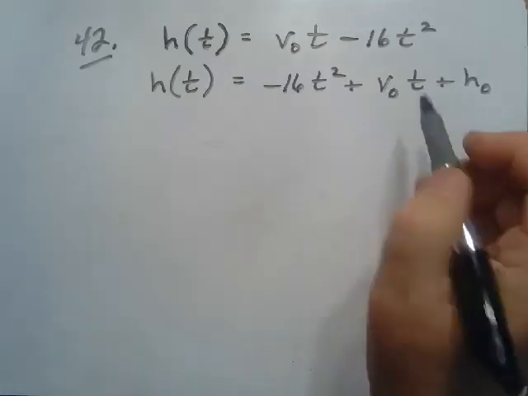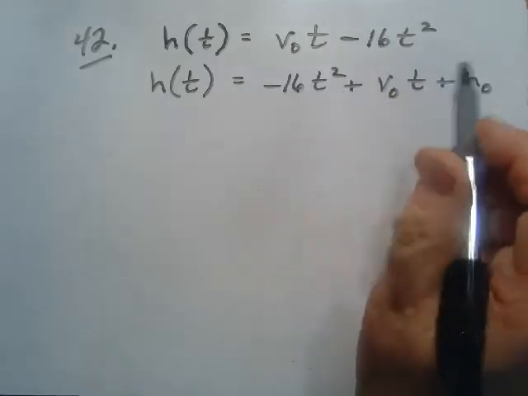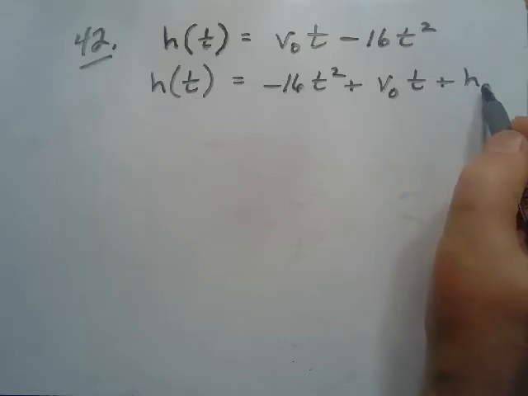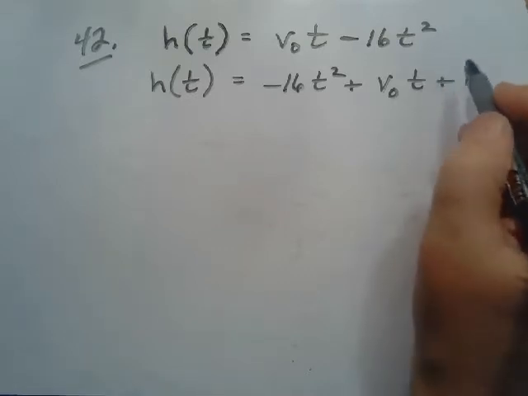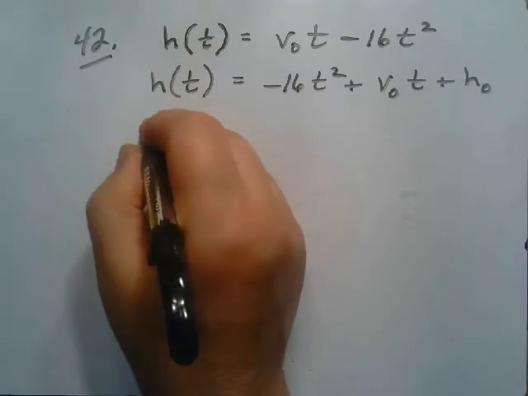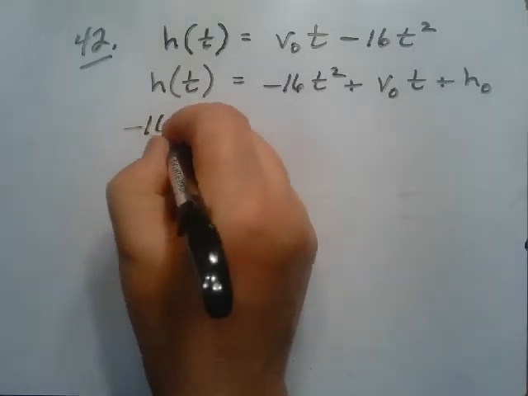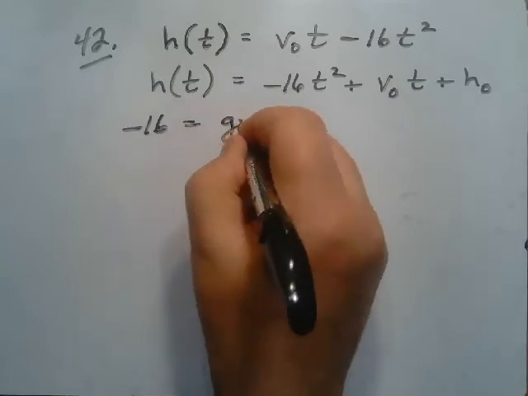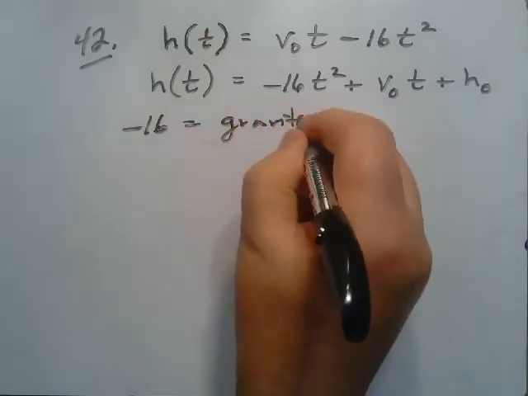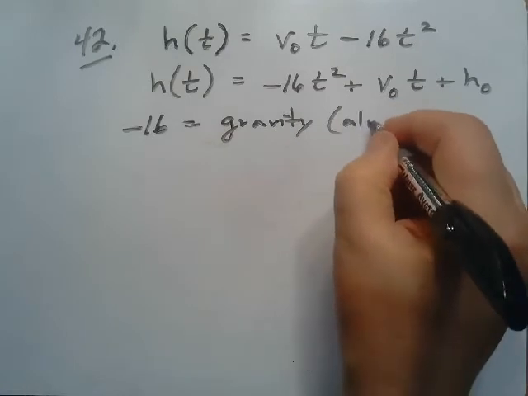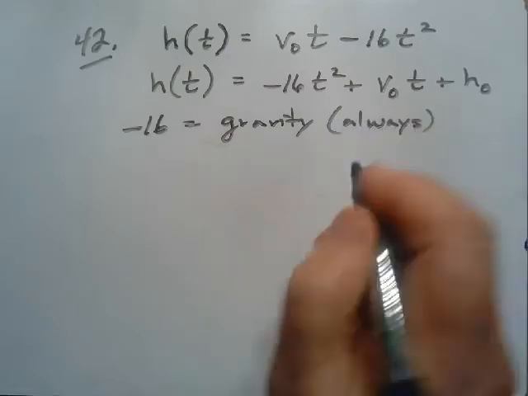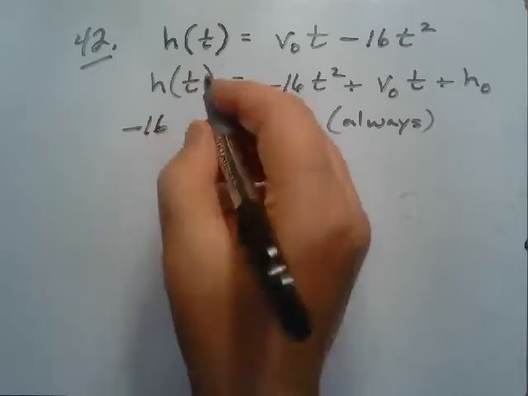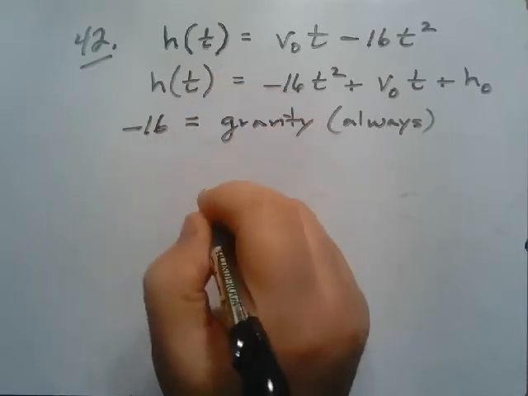Now you'll notice that these two formulas are the same. Things have been just rearranged a little bit. And the initial height, h sub o, is omitted here. Let me review what all of these things mean. -16 is the speed of gravity. This is gravity. It's how fast things fall. And this is always the same here on Earth. It changes if you go to another planet, obviously, because the gravity pull on other planets is different.